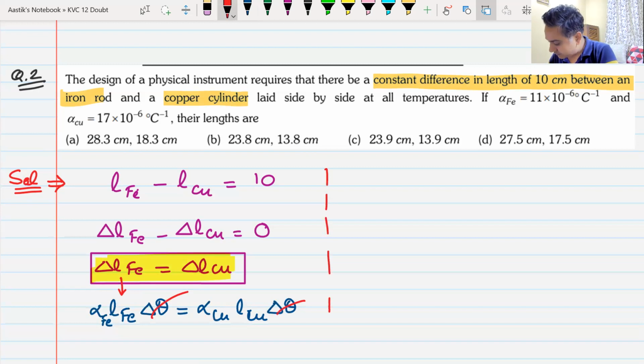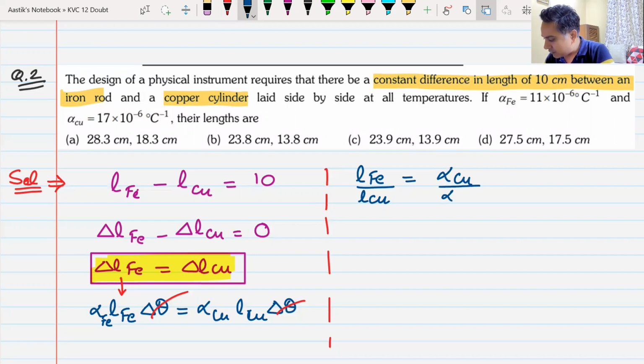Let me make a line here. So we have length of iron divided by length of copper is equal to, I hope I do not make a mistake, alpha of copper divided by alpha of iron. Yes or no? Yes, sir. Alpha of copper is given as 17 into 10 raised to the power something. This is 11. So this is 17 by 11. Length of iron divided by length of copper is 17 by 11. Yes or no? Yes, sir.